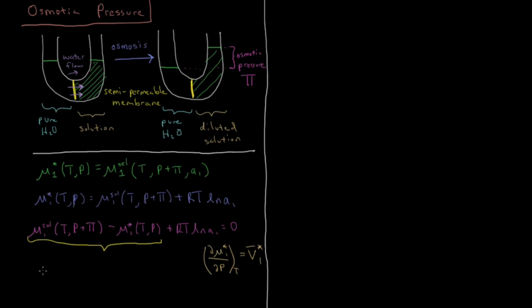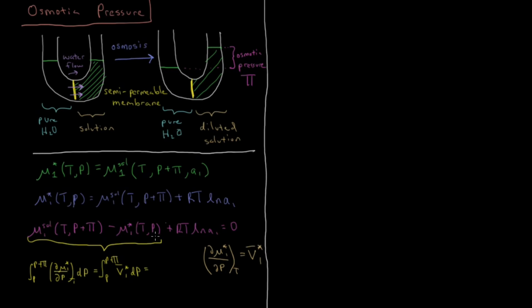We're going to have that this quantity is the integral from P to P plus pi of the partial derivative of the chemical potential of pure water with respect to pressure at the given temperature, integrated with respect to pressure. As we've shown here, this partial derivative is the molar volume. So we have the integral from P to P plus pi of the molar volume of water, integrated with respect to pressure.